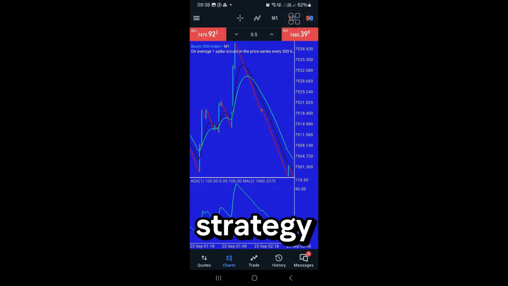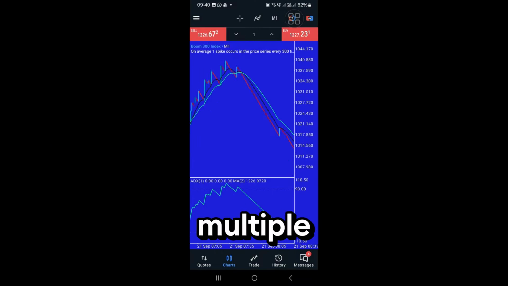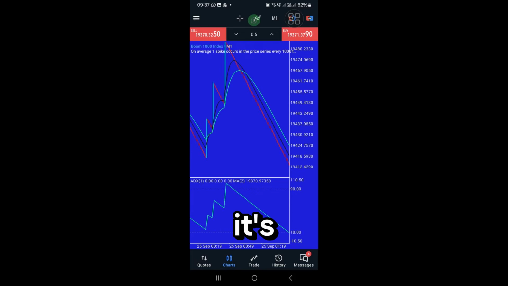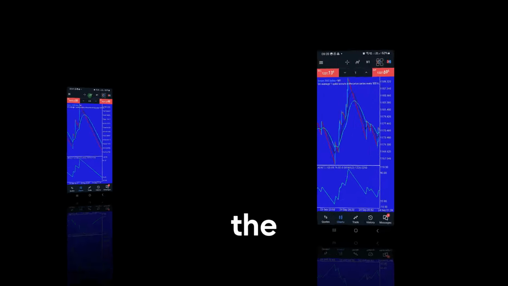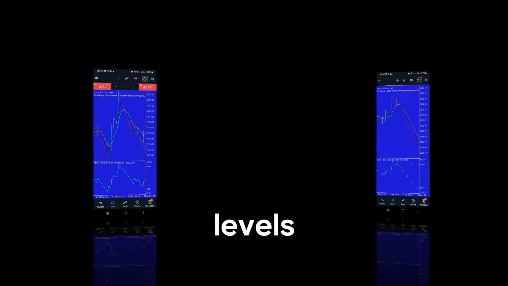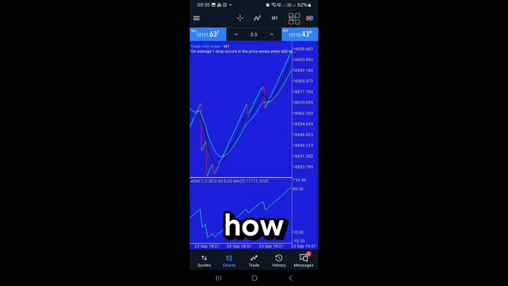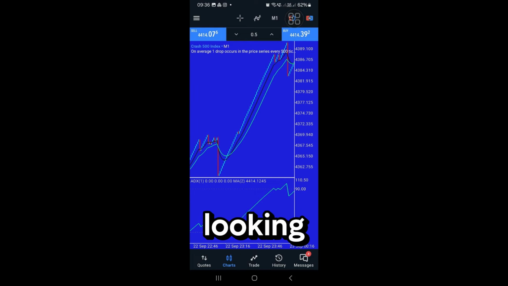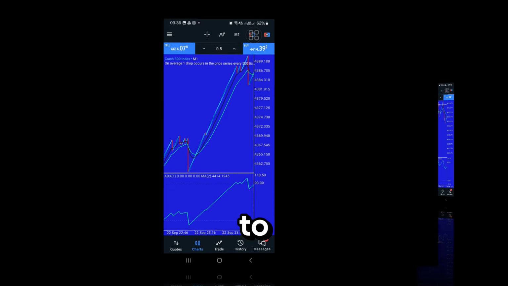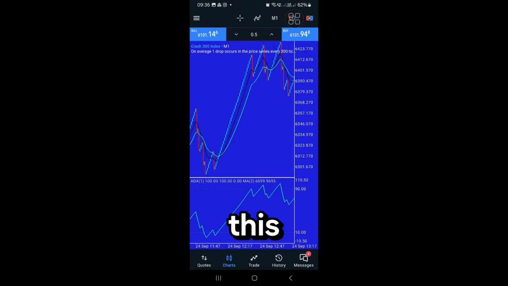Advantages of the strategy. This scalping strategy offers multiple trading opportunities per day, allowing you to grow your small account. It's reliable because it signals trades when the price reaches oversold or overbought levels, ensuring accurate entries. By trading against spikes, you'll learn how to avoid the traps of sudden market movements and stay ahead. If you're looking for a reliable scalping strategy to grow your account while minimizing risks, this strategy is for you. Remember, the key is to follow the rules and trade with discipline.